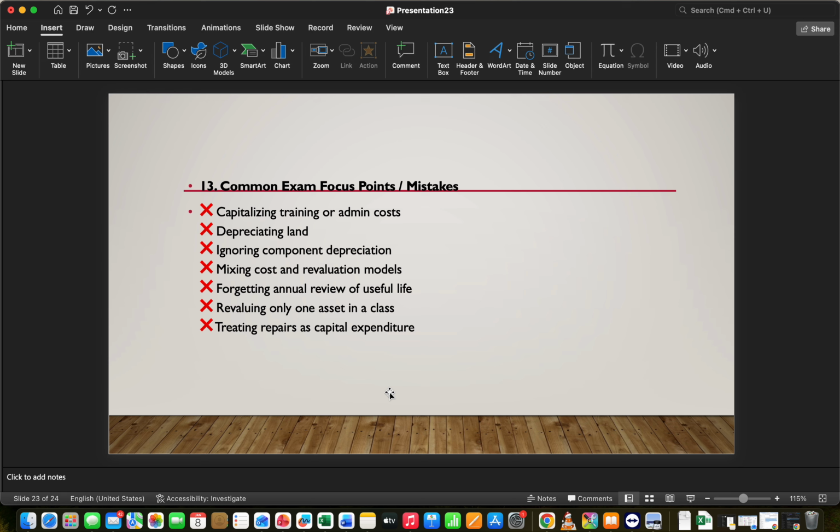Now I will show you some common exam focus points or mistakes. Capitalizing training and admin cost: we cannot capitalize training or admin cost, they should be expensed out. Depreciating land: land can never be depreciated. Ignoring component depreciation, mixing cost and revaluation models, forgetting annual review of useful lives, revaluing only one asset in a class. No, we have to revalue the whole class of assets. Treating repairs as capital expenditure. No, they can't be treated as capital expenditure.